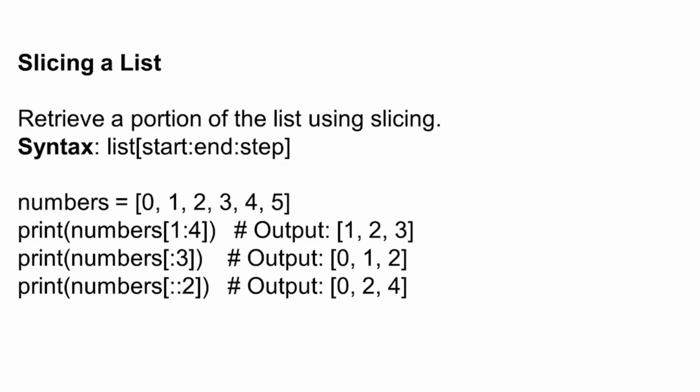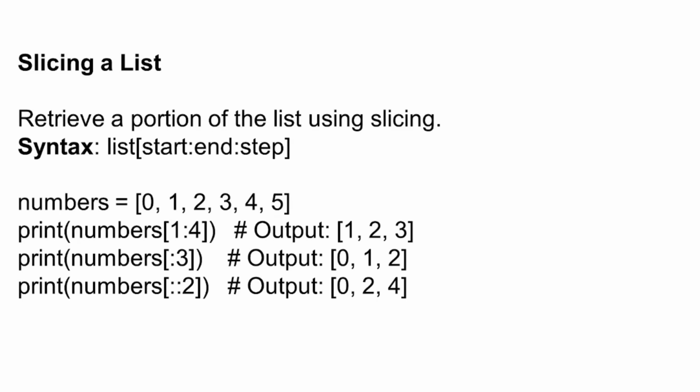Slicing a list. Retrieving a portion of the list using slicing. Syntax: list, start, and step. Numbers 0, 1, 2, 3, 4, 5. Print numbers, where 1 is the starting position and 4 is the ending. So in between there are 3 values: 1, 2, 3. For the list 0, 1, 2, 3, 4, 5, 0 is the 0 index, 1 is the 1 index, and so on up to index 5. So the value should be 1, 2, 3 only. 4 is not included because it is the ending position.